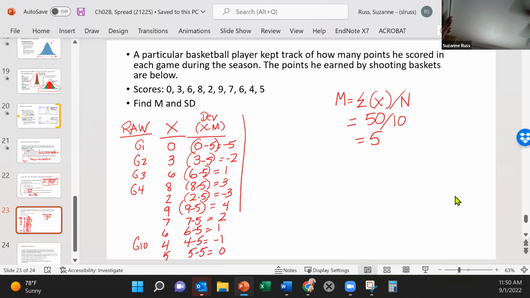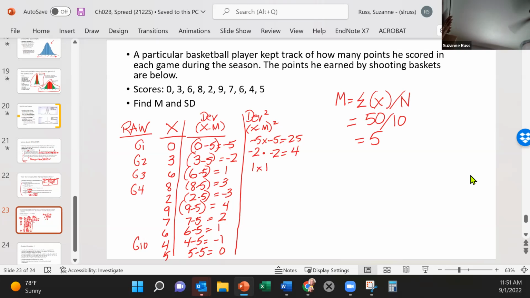Next, we need to figure out for each score the deviation squared, or x minus m squared. We've already figured out x minus m, so all we have to do is square it. So negative 5 times negative 5 equals 25. Negative 2 times negative 2 equals 4.